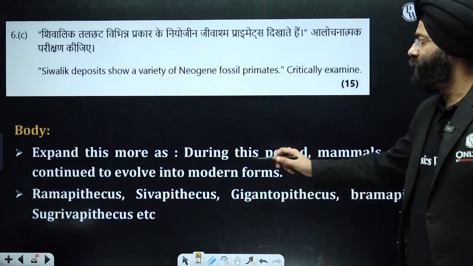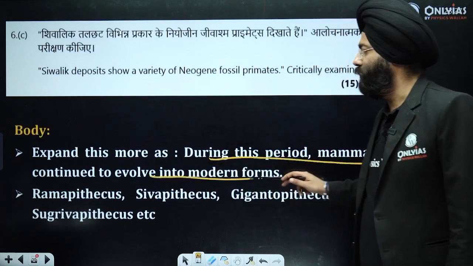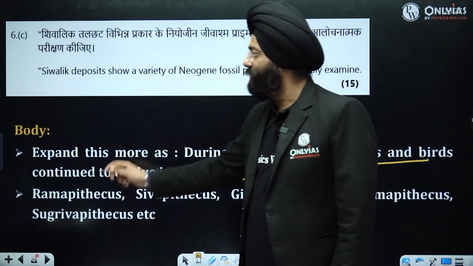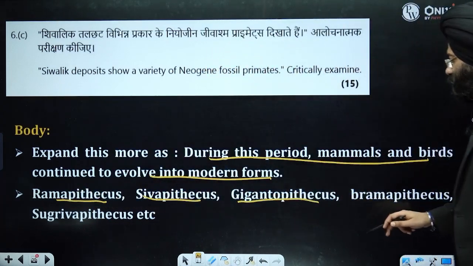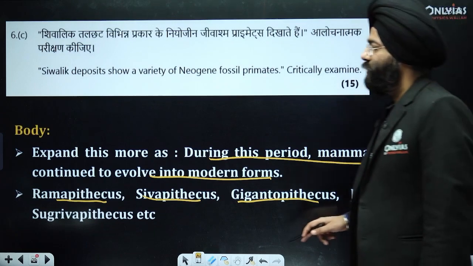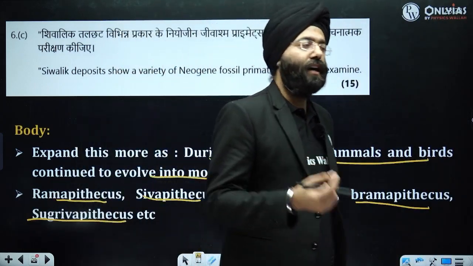So what you had to mention is, during this period, mammals and birds continue to evolve into modern forms. Over here, the fossils were Ramapithecus, Shivapithecus, Gigantopithecus, Brahmapithecus, Sugriva Pithecus. These were the ones that you had to mention and describe.